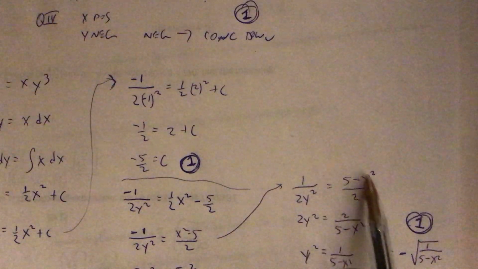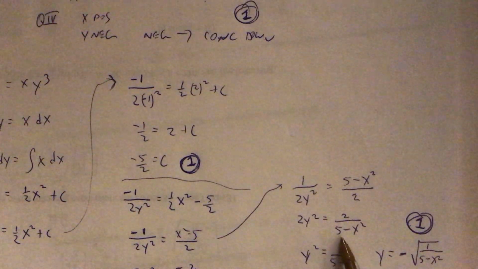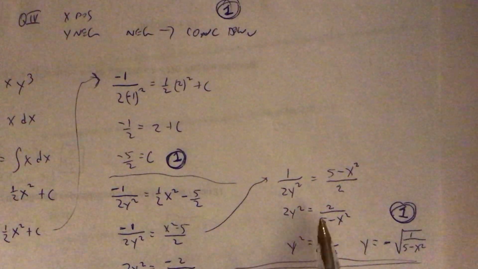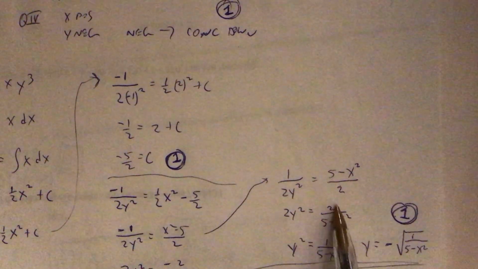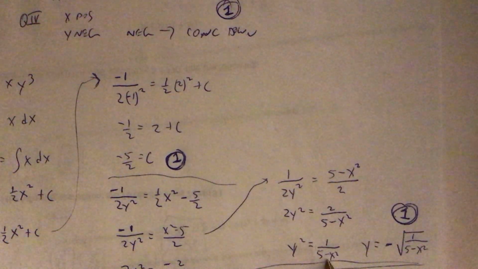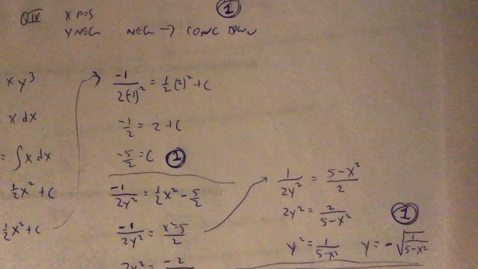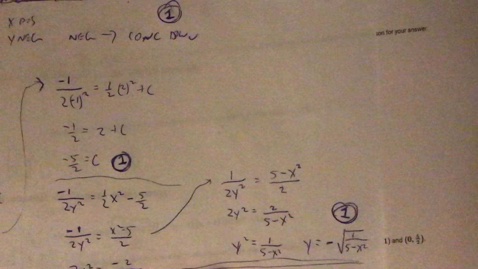Reciprocate this, I get 2y squared. Reciprocate this, I get 2 over 5 minus x squared. And then I divided by the 2. When you divide the 2 over, that 2 cancels, so you get y squared equals 1 over 5 minus x squared. And then you have to square root the thing.